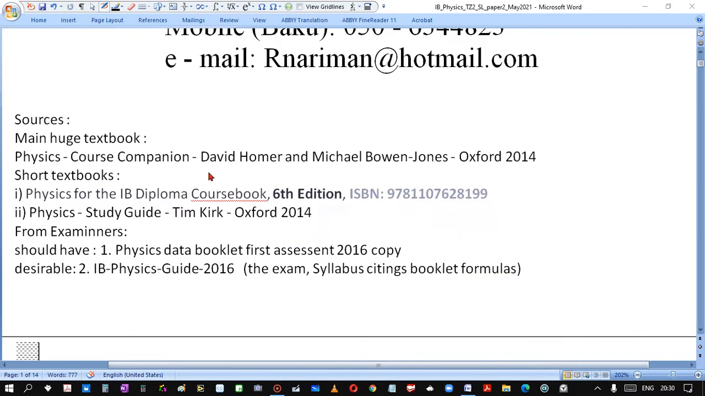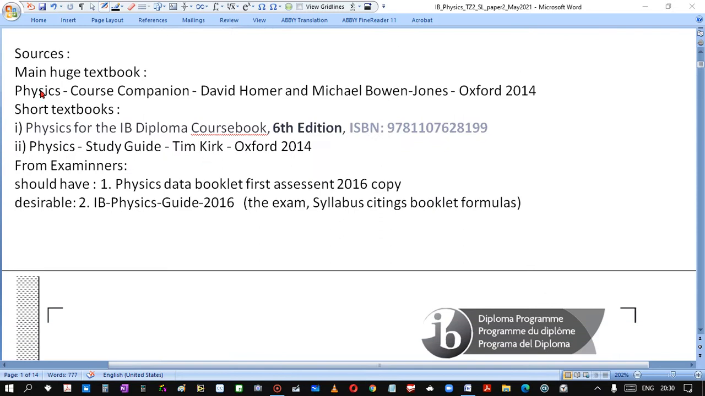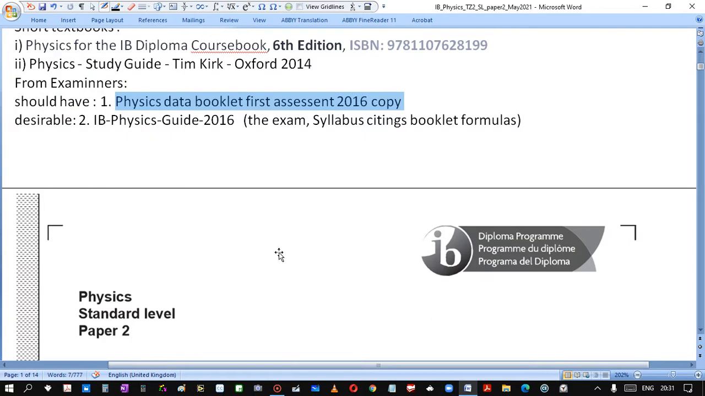To prepare for the exam, the main huge textbook is from Oxford, 2014, a short textbook from Tsokos, and a very short study guide from Tinker for deep understanding and revision. When you are doing past papers, you should have the physics data booklet, first assessment 2016 copy, and I recommend you to have the IB physics guide also. Let's start.